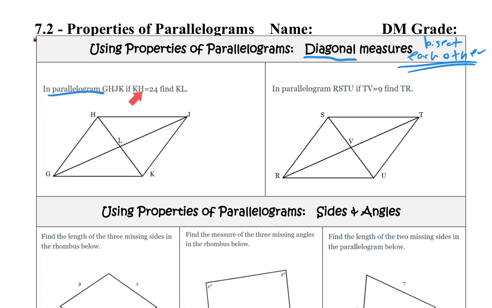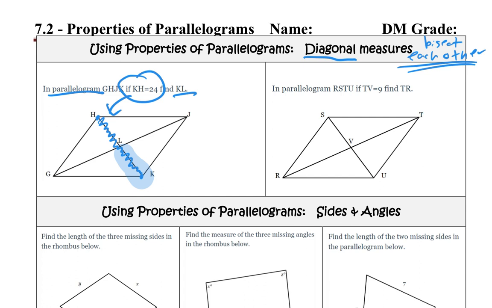It says KH is 24. So KH, let's trace that out. That goes from K to H, right? So we can say this whole thing right over here is 24. Right? That whole thing is equal to 24. They want us to find KL. Okay, so let's put a highlighter on KL. What are we trying to find? We're just trying to find that.